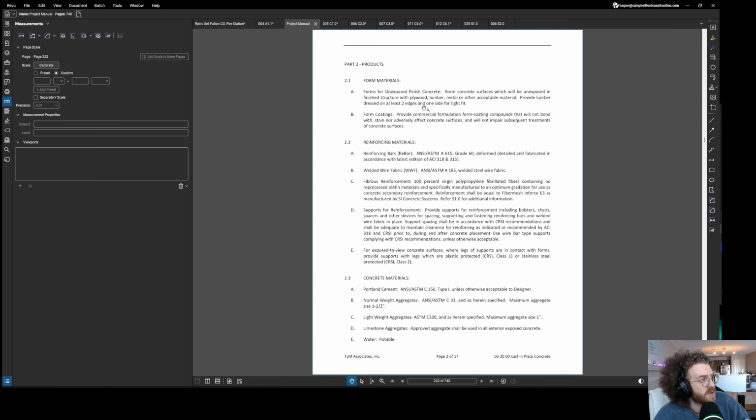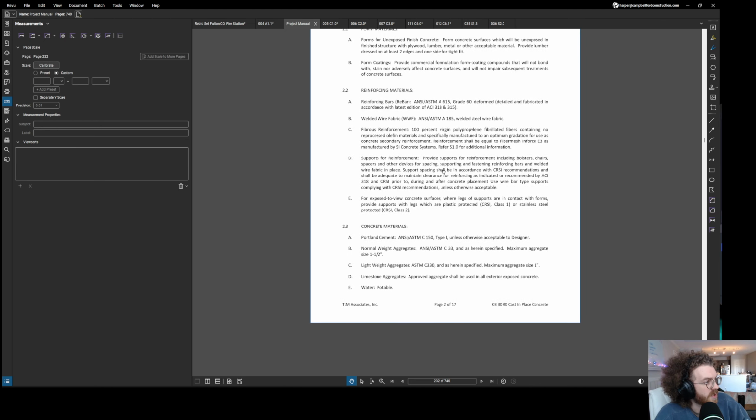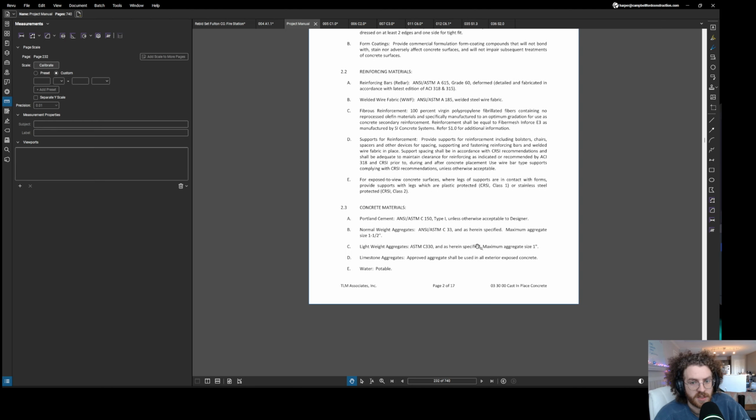We have form materials. This kind of stuff's going to be generic. It's just kind of like, "Hey, this is what we want you to use: plywood, lumber, metal, other accepted material." Reinforcing materials, this stuff's kind of general too. Concrete material, this is usually something to be aware of. The concrete material is important. The Portland cement, whatever, lightweight aggregates.